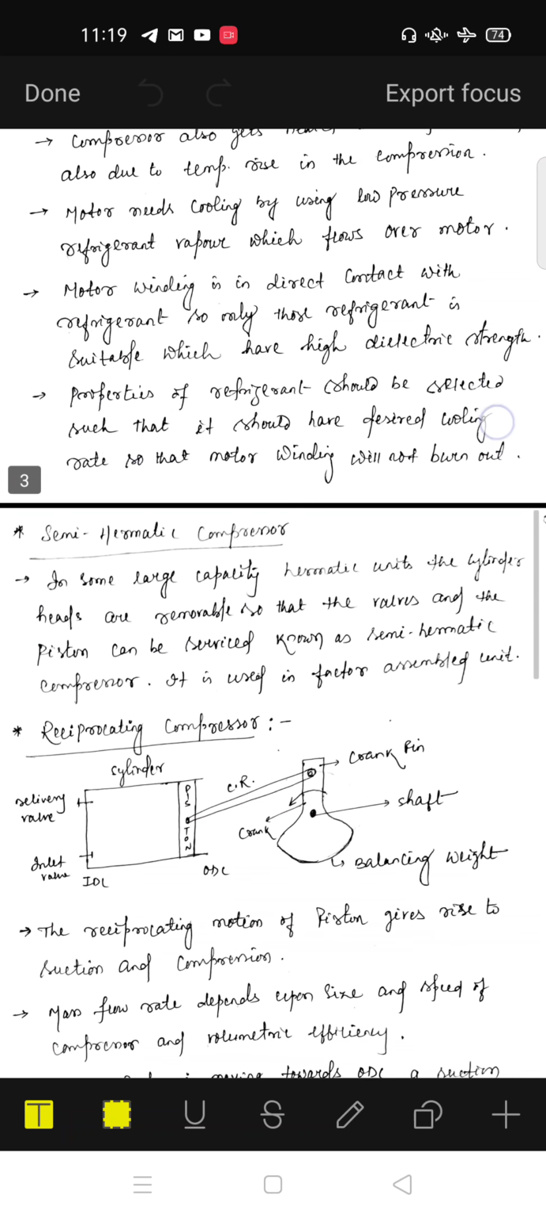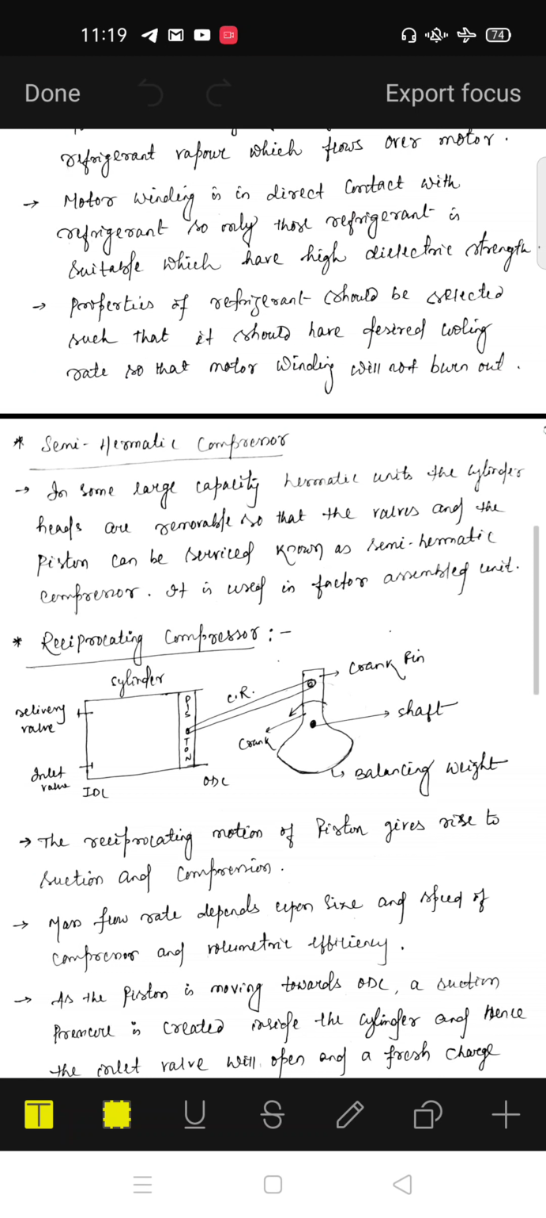Next is your semi hermetic compressor. In some large capacity hermetic units, the cylinder heads are removable so that the valves and the piston can be serviced from time to time. This is known as your semi hermetic compressor. It is used in factory assembly units.